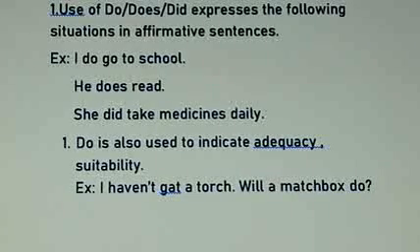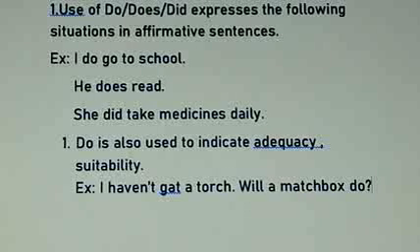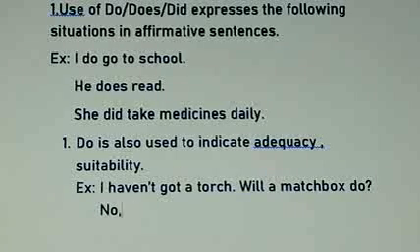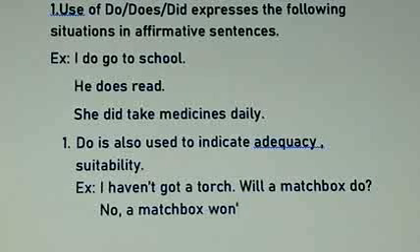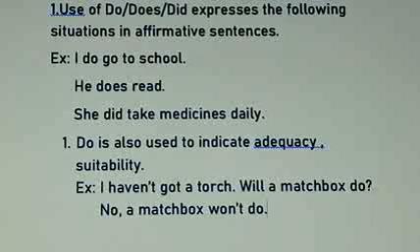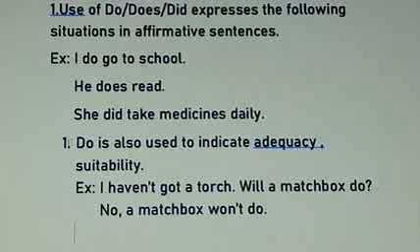Okay, in this sentence, somebody is saying that he hasn't got a torch but still he's asking that will a matchbox do the same work that was expected with the torch? It means producing light. Okay, and if somebody will answer against them like no, a matchbox won't do. A matchbox won't do. Okay, right? Let's see the other use of do, does, and did.